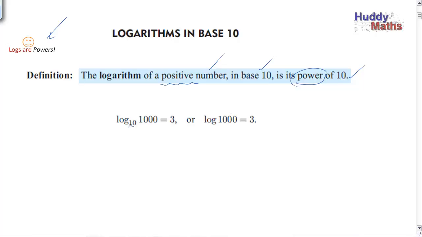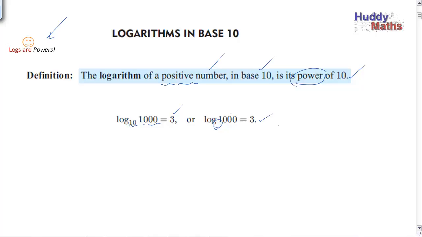So the log to the base 10 of 1,000 is 3. It's the power you raise 10 to get 1,000. Or you can leave out the 10. Log in mathland just means the log to the base 10. Understood? So you can write that.